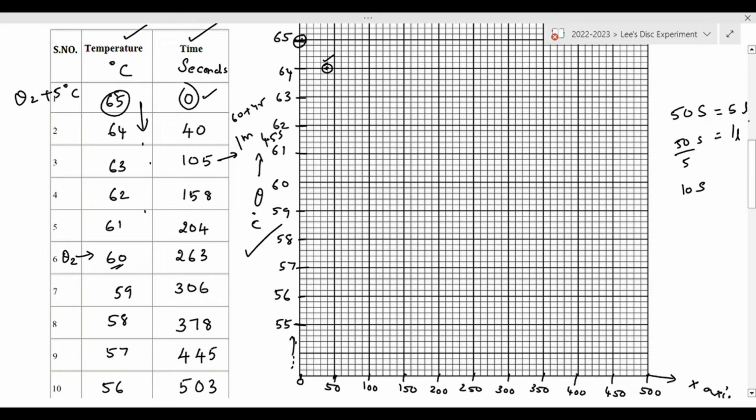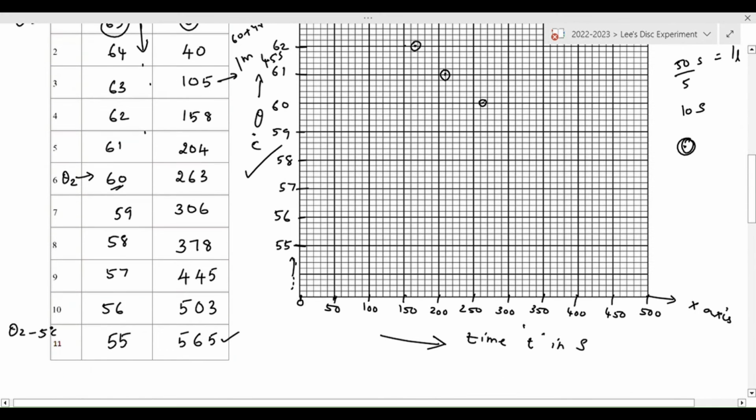And then 63, 105. 62, 158. This is 150, and 155 around here I have taken. 61 is 204. 60, 263. It is 250, 260, and 263 I have taken. So this point and the circle denotes that around this point somewhere this time in seconds is lying.